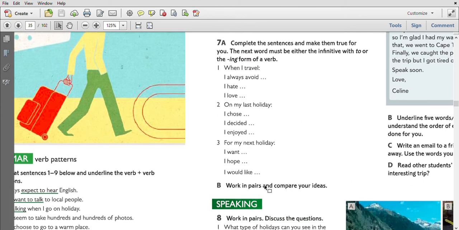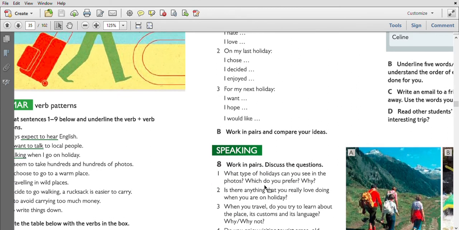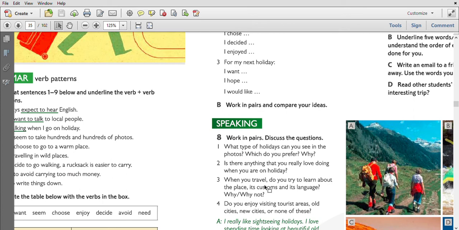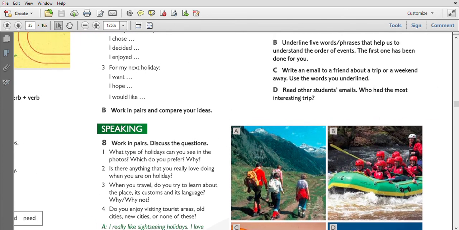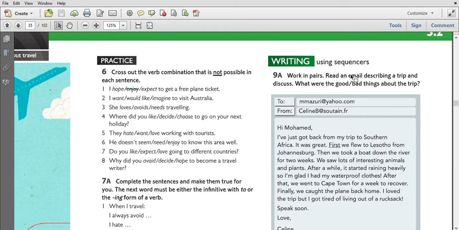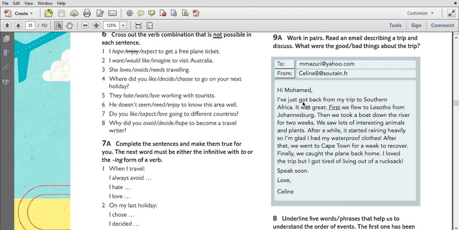So the next exercise, writing using sequences. And we have exercise 9a: work in pairs, read an email describing a trip and discuss what were the good and bad things about the trip. So, hi Mohammed, I have just got back from my trip to Southern Africa. It was great. First we flew to Lesotho from Johannesburg. Then we took a boat down the river for 2 weeks. We saw lots of interesting animals and plants.